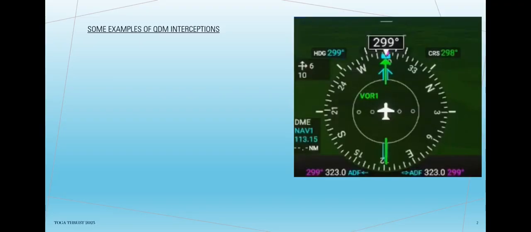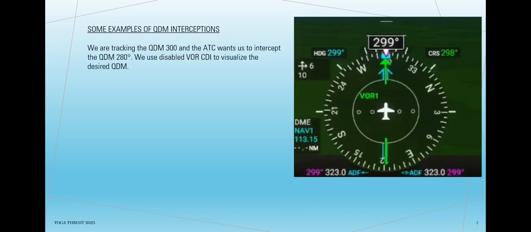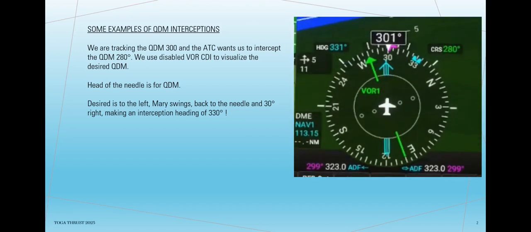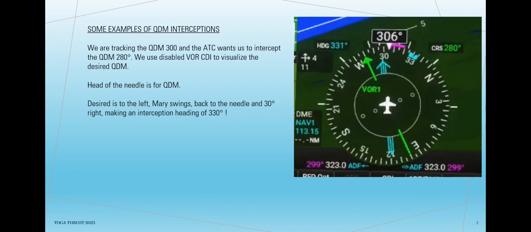Some examples of QDM interceptions. We are tracking the QDM 300 degrees and the ATC wants us to intercept the QDM 280 degrees. We use the disabled VOR CDI to visualize the desired QDM. Head of the needle is for QDM. Desired is to the left. Marie swings back to the needle and 30 degrees right, making an interception heading of 330 degrees.